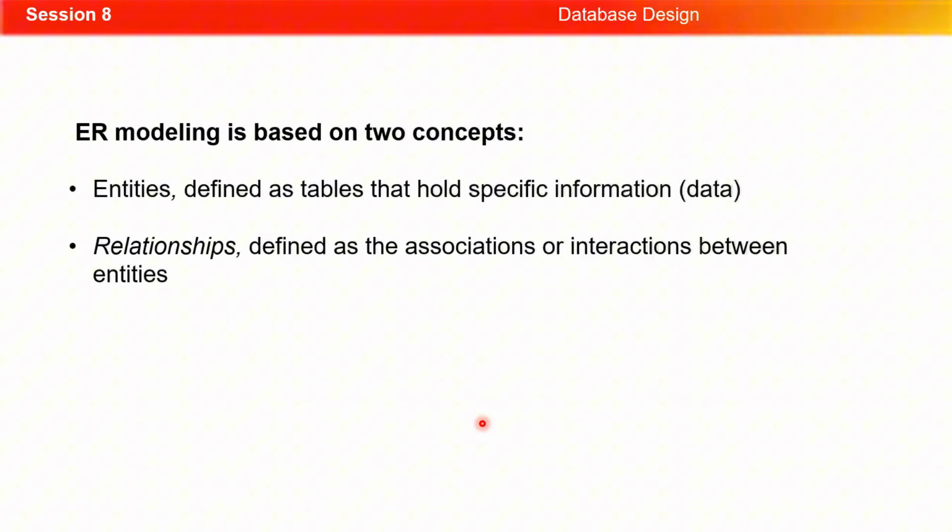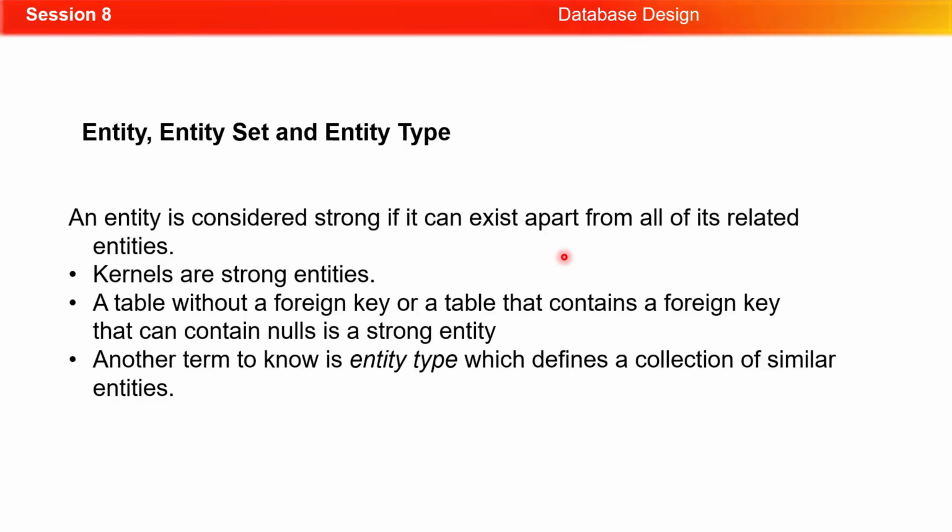An entity is considered strong if it can exist apart from all its related entities. Kernels are strong entities. A table without a foreign key or a table that contains a foreign key that can contain nulls is considered a strong entity. Another term to know is entity type, which defines a collection of similar entities.